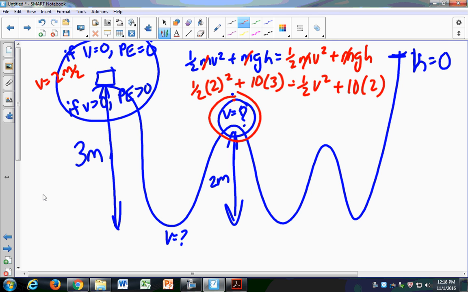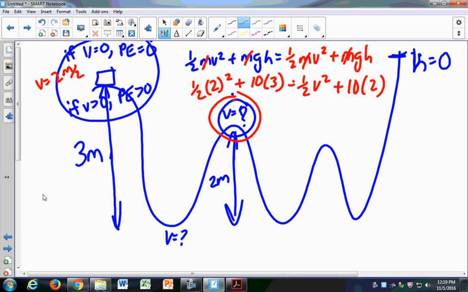You'll also have some conceptual problems where I just ask, does it have kinetic or potential energy here? Does it have kinetic or potential energy here? What's the speed like? Is it moving? Is it moving fast? Is it moving slower? Is it moving faster here or here? The first one or the second one?